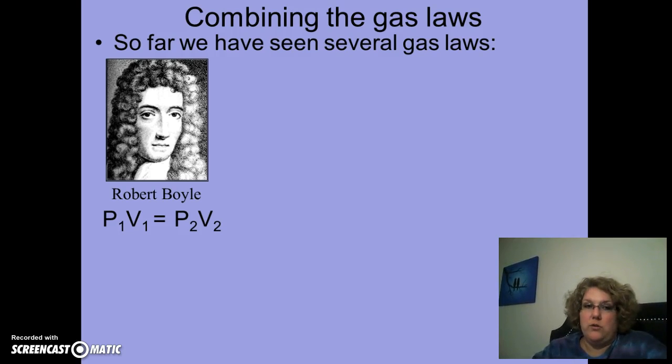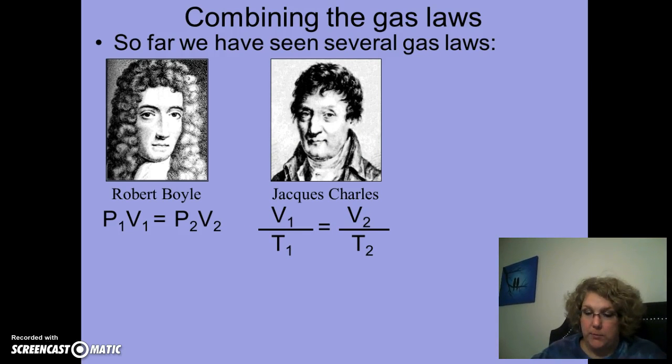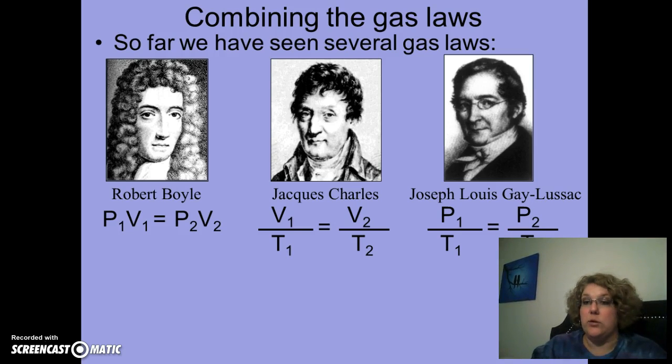So we know pressure and volume are inversely proportional. We got that from Boyle. Then Charles taught us that temperature and volume are directly proportional. Then we got Gay-Lussac, which brings up the pressure and temperature relationship. When temperature goes up, pressure goes up. And then, of course, Avogadro's law, that when moles go up, volume goes up.